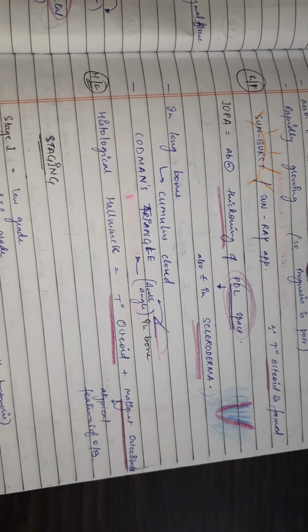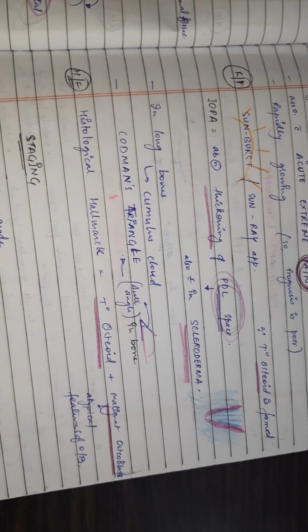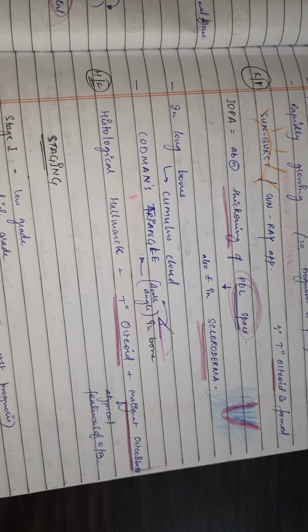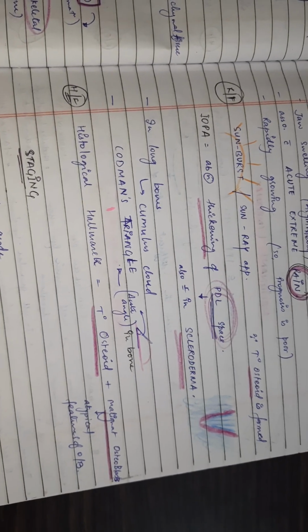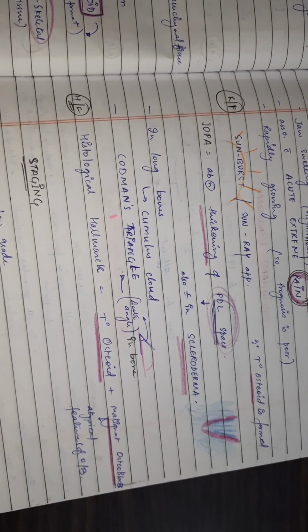The histological hallmark is tumor osteoid and malignant osteoblast, which shows atypical features of osteoblast.